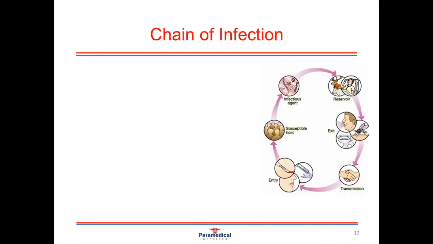Infections and diseases can only spread when the conditions are right. So we call this set of conditions the chain of infection. There are 6 links to the chain of infection, and all of these need to be intact in order for the spread of infection to occur from one organism to another.